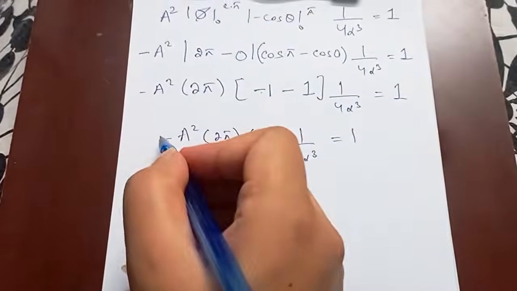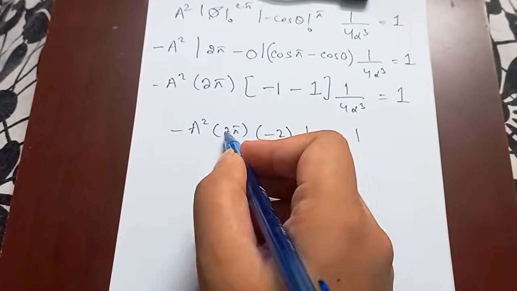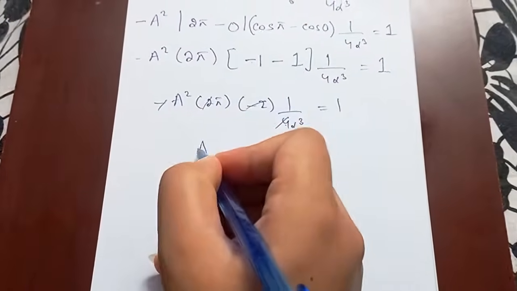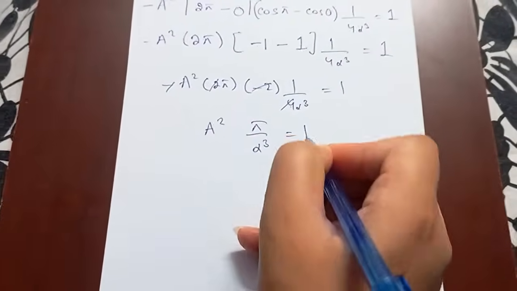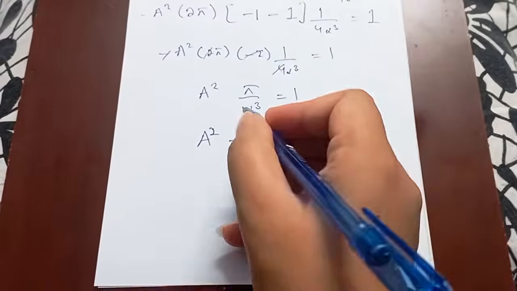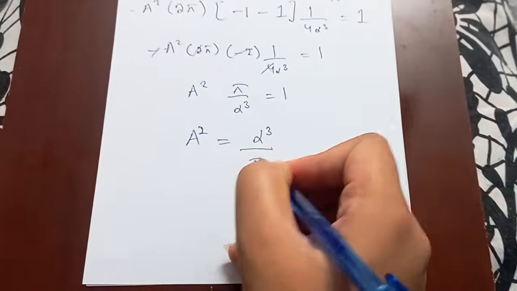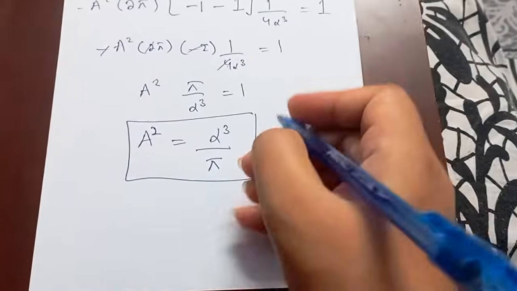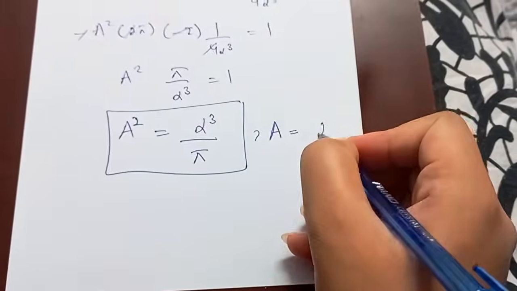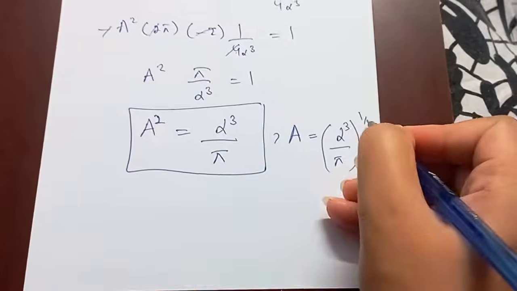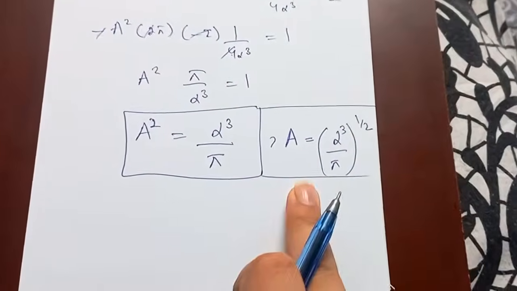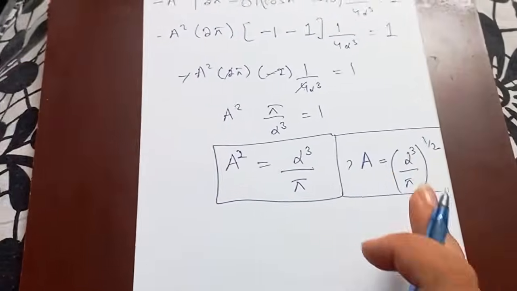Then we have, this is minus 2, minus 1 minus 1 is minus 2, 1 over 4 alpha cube equals 1, and minus minus is plus, this is 2 2s are 4, 4 and 4 get cancelled out, and A square pi by alpha cube equals 1, which means A square is equal to, taking these to the other side, alpha cube will be multiplied and pi will be divided here. This is the value of A square, and if you want to find the value of A, we'll take the power 1 over 2 on both sides, so alpha cube by pi whole power 1 by 2. This is the value of A, which is the normalization constant, and we'll use this value at the end of this solution.